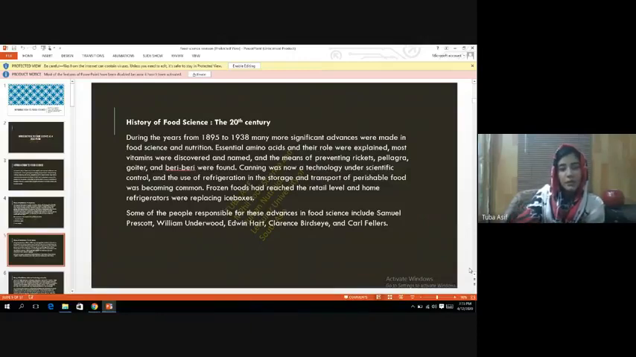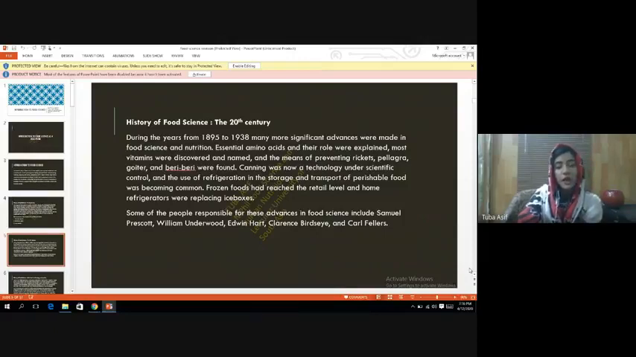Canning was now a technology under scientific control, and the use of refrigeration in the storage and transport of perishable food was becoming common. It was of great importance to ask how perishable goods could be preserved, because perishable goods are the ones that deteriorate early, that are more prone to microorganisms.